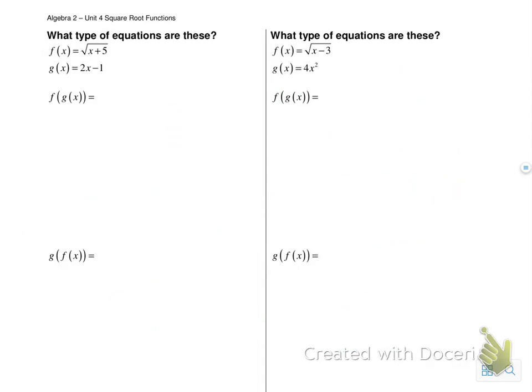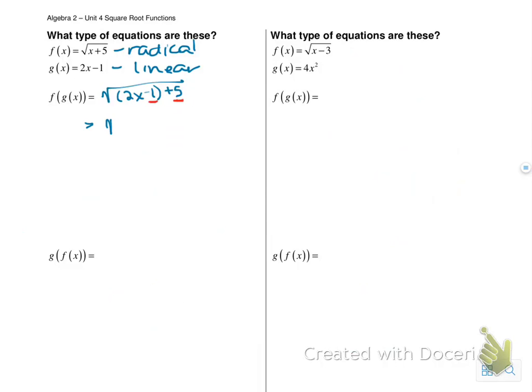Okay, now there's 2 more that I want you to look at. So for this next one, we have a radical, or a square root, both words mean the same, and a linear. Okay, so first I'm going to put g inside of f. So the square root of, I'm going to replace that x with 2x minus 1, plus 5. Okay, the only like terms right here are a negative 1 and a 5.